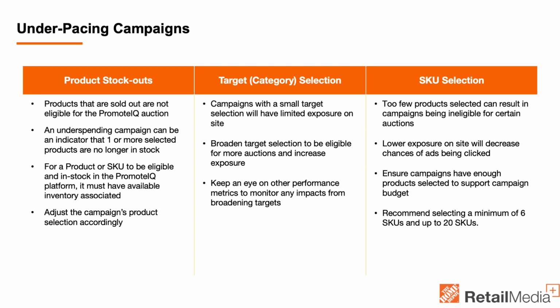SKU selection. Your campaign may be underspending if it has too few products selected. This can result in your campaigns not being eligible for certain auctions and will contribute to low exposure on site, which lowers your chances of ads being clicked on site. Ensure you have enough products selected to support your campaign budget. And as a best practice, we recommend selecting a minimum of 6 SKUs and a maximum of up to 20 SKUs. If you have fewer than 6, select as many as you have available.